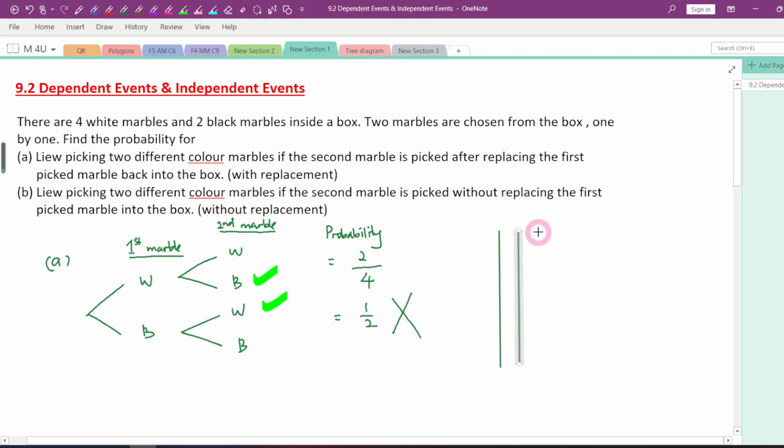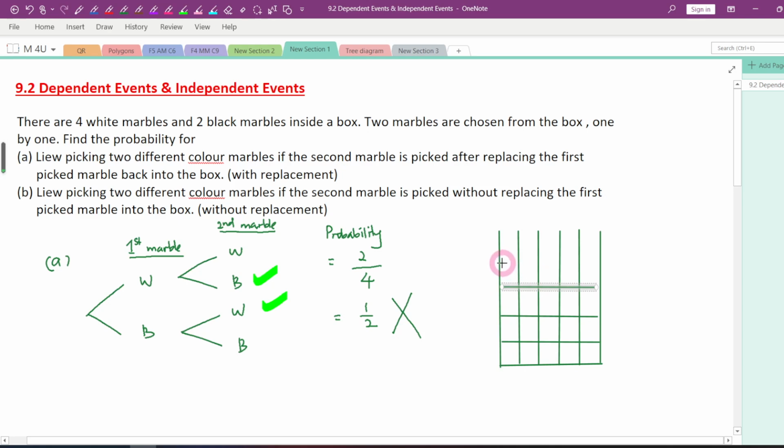1, 2, 3. Okay, 6 vertical lines. So second time still the same thing. There are also 6 marbles inside the box. So I'm going to draw another 6 lines, but this time go horizontally. 1, 2. Okay, so let me label. This is for the first marble.